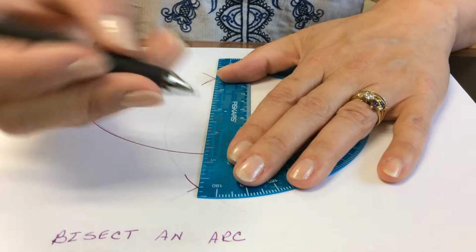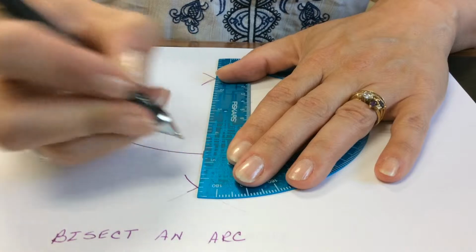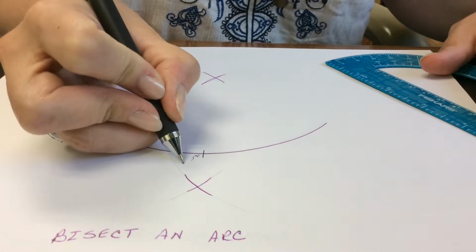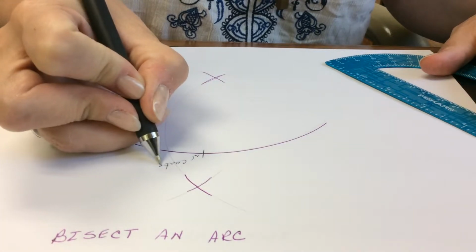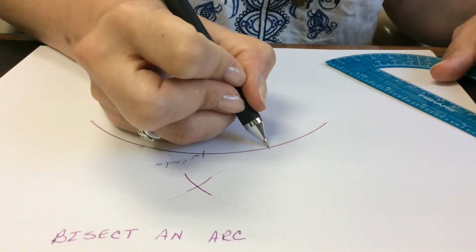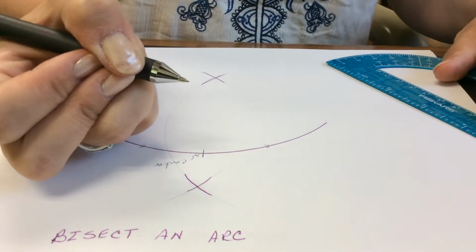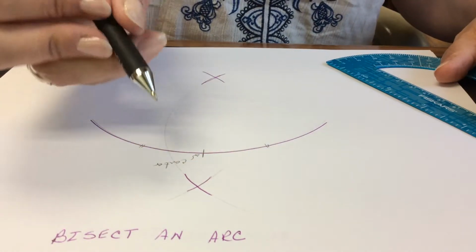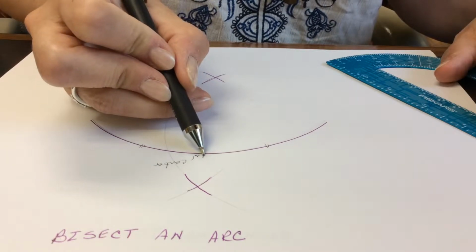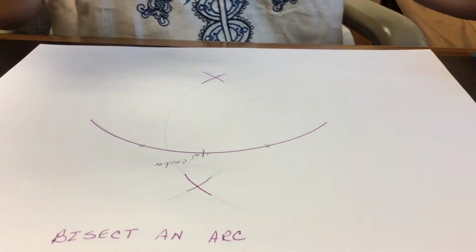And I can mark then that point right there on that line represents the center of that arc. This half is exactly the same length as that half. And again, if I were to construct a line tangent to this, this line would be perpendicular to that arc.